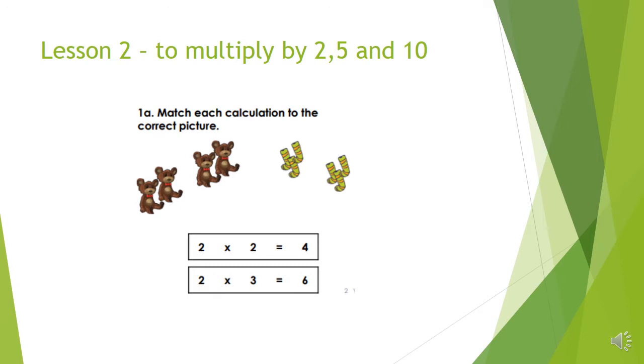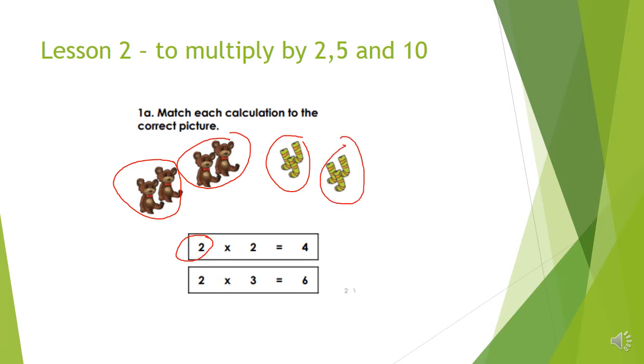So the first thing to do is look at how many groups we've got. So in this number sentence we've got 2 groups. So let's have a look at how many of these pictures have got 2 groups. Well, I have got 2 groups of bears and I've got 2 groups of socks.